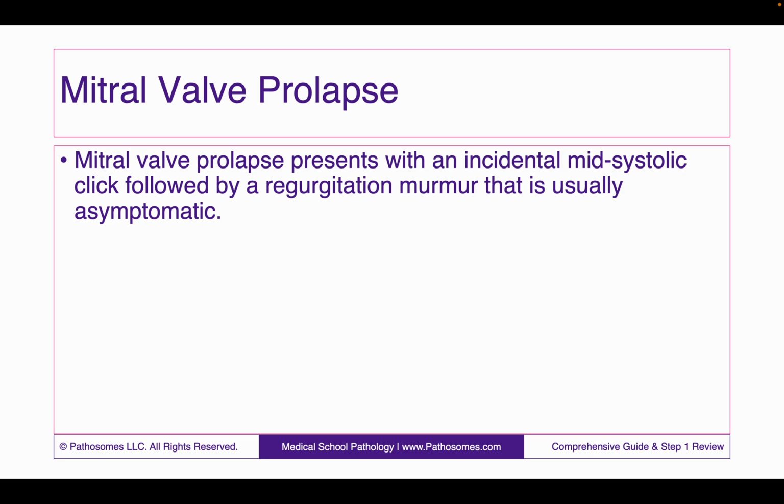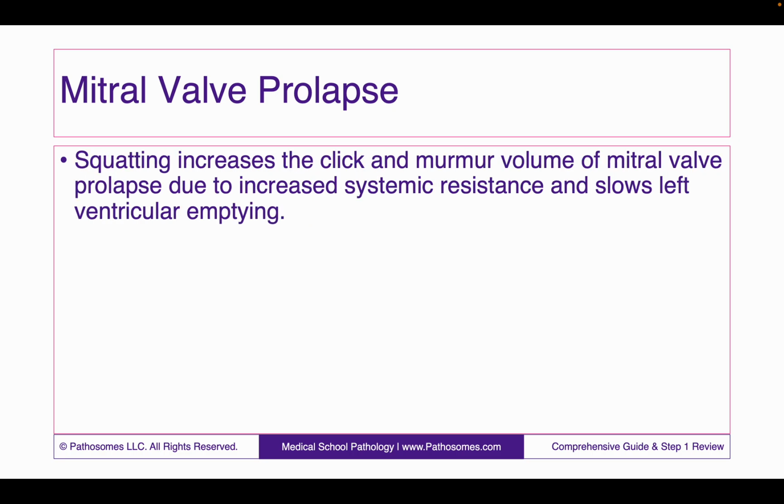Regarding mitral valve prolapse, it typically presents with an incidental mid-systolic click followed by a regurgitation murmur that is usually asymptomatic. If you have a patient with mitral valve prolapse, squatting usually increases the click and murmur volume of the mitral valve prolapse due to the increased systemic resistance and slows left ventricular emptying.